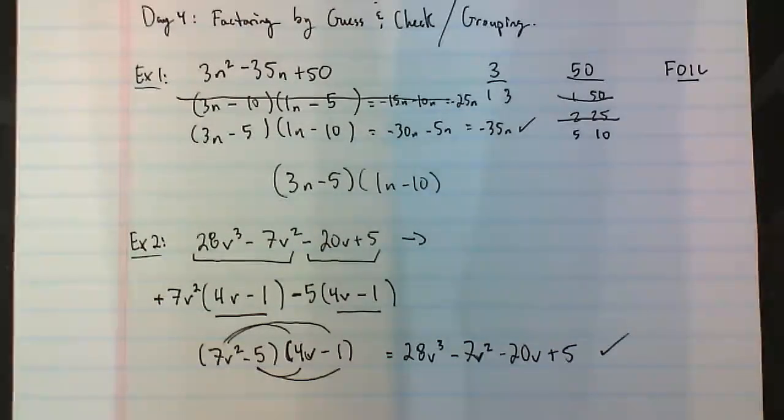Oh, off to a good start. 7v squared times -1 is -7v squared. That's good. That checks out. -5 times 4v is -20v. And -5 times -1 is +5. So this actually checks out to what we got in the beginning. And that proves that I factored it correctly.